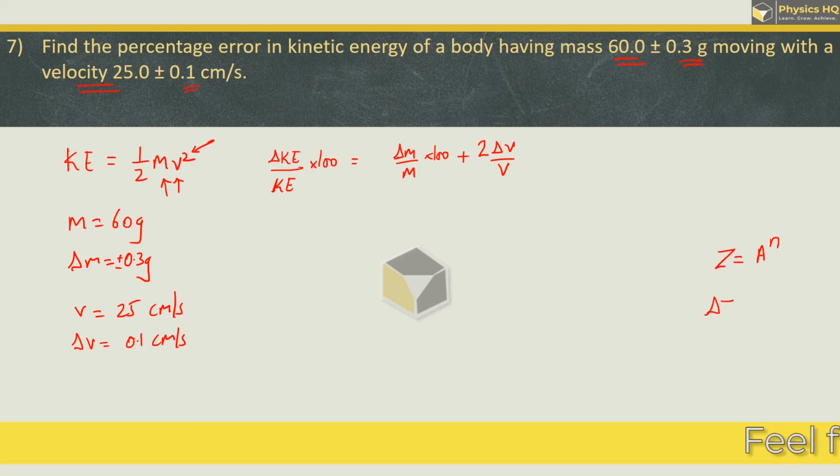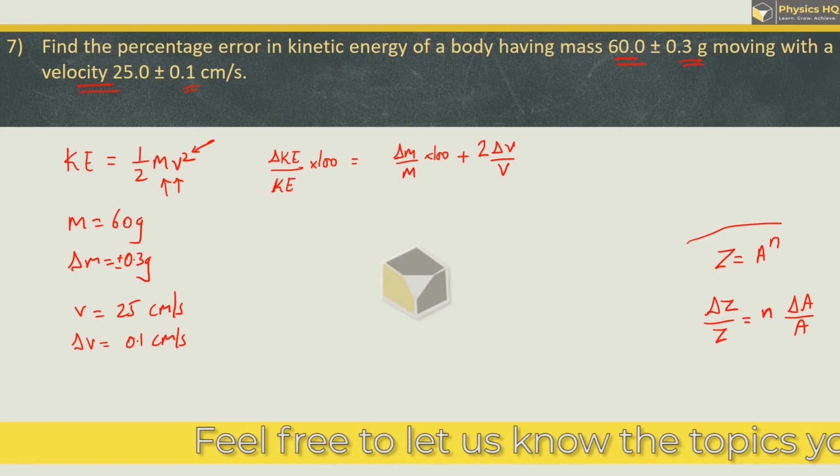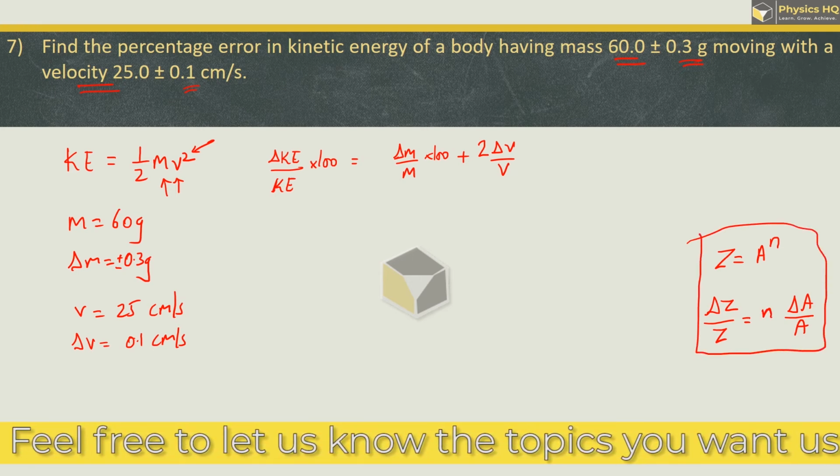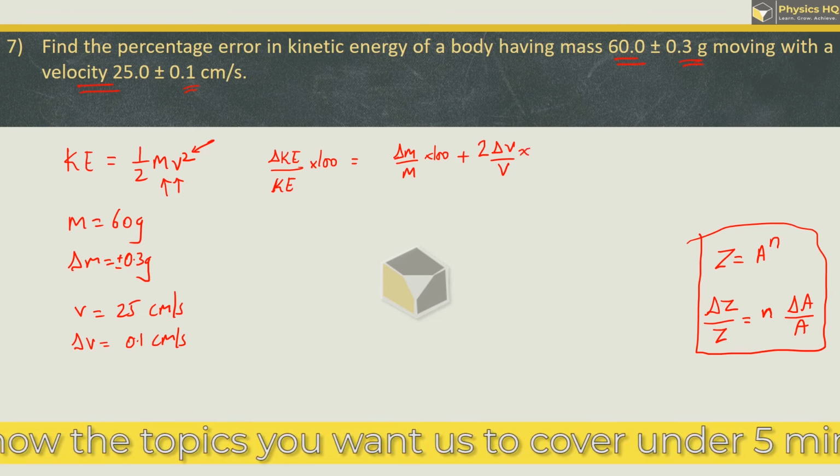Okay. So if you want to find error in z, what you need to do is find relative error in a and multiply it by n. So this is the formula that we are using. Okay. So we got v square over here. So we will take 2 times relative error in v into 100.